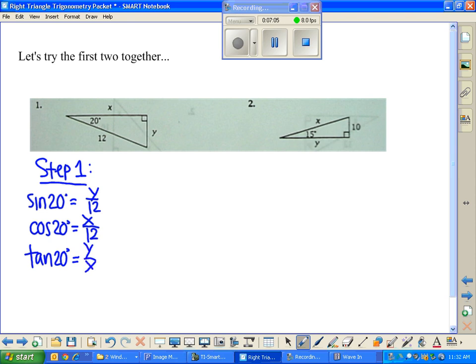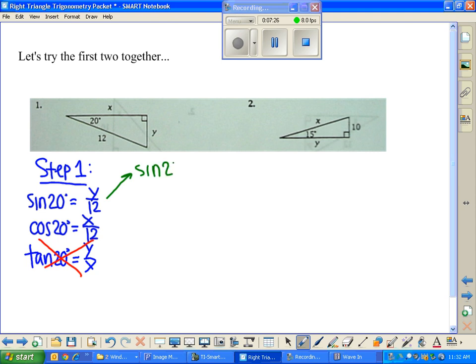Which one of those is not helpful to us? Tangent. Tangent is not going to be the one we are going to look for to use. Do you want to solve for y or x first? Pick y. All right, let's go.